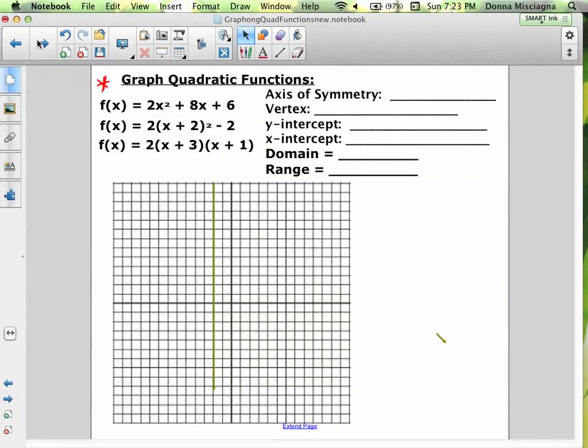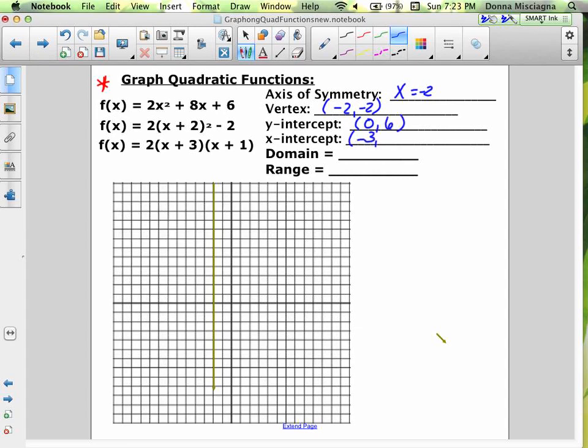All right, so let's put that on our graph. Now that your memory's been refreshed, this was x equals -2. It's already on our graph. That's that yellowish line. So you graph that. It's very helpful for finding additional points, and I'll show you that in just a moment. We know what the vertex is. The vertex was -2, -2. The y-intercept was 0, 6. The x-intercepts were -3, 0, and -1, 0. And then we'll talk about domain and range in just a moment. So let's just graph our points.